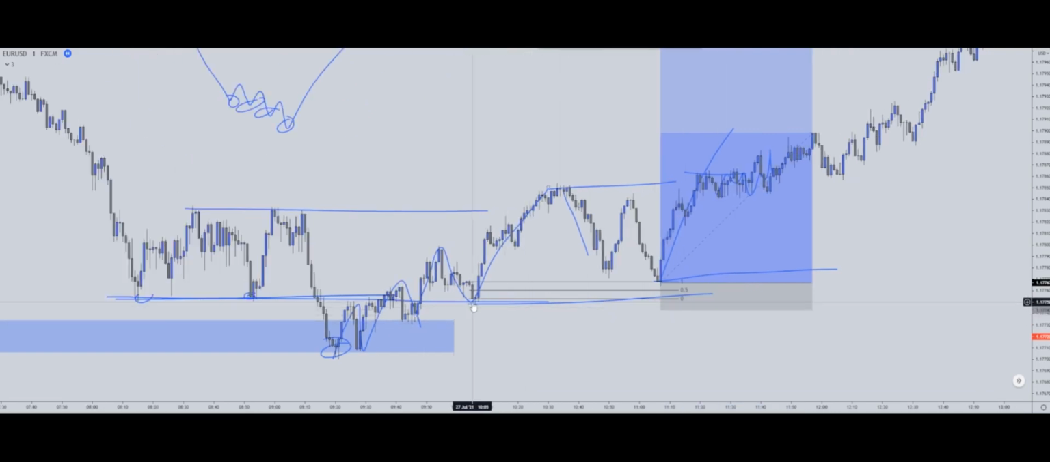And you could have even entered here after this minor structure break. This is a valid demand zone because of broken minor structure, but again, we wanted to see that bigger structure break, right? But if you were a more aggressive composite man, you could have taken a trade there, and that would have been a nice trade. And you could have scaled in here.